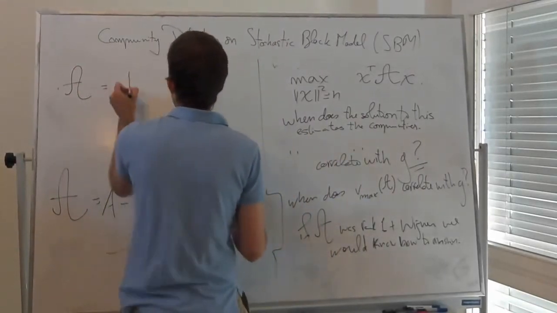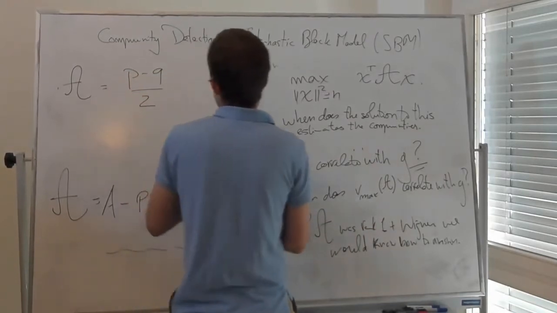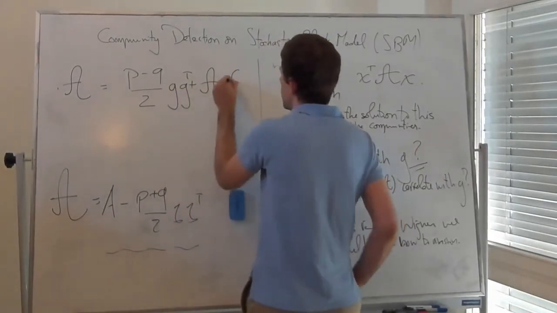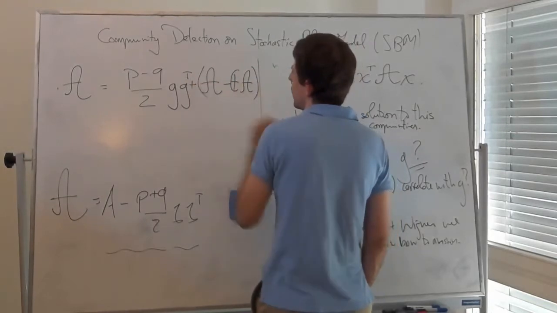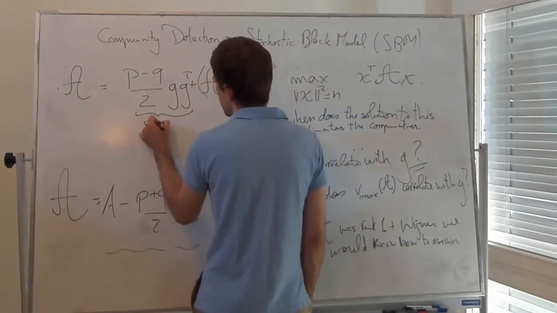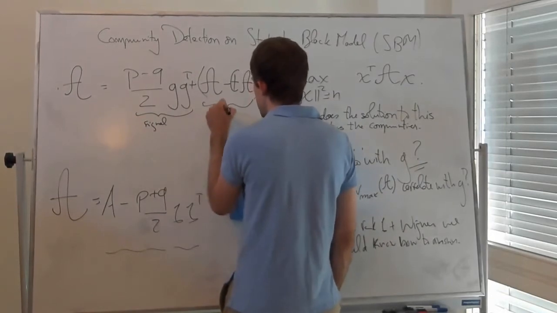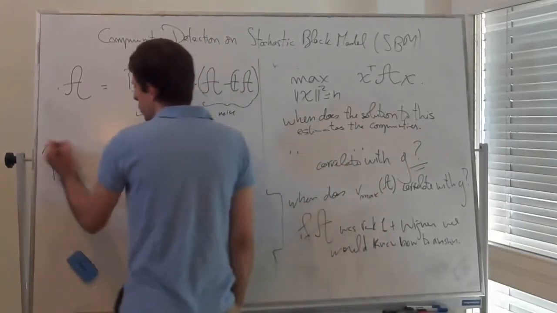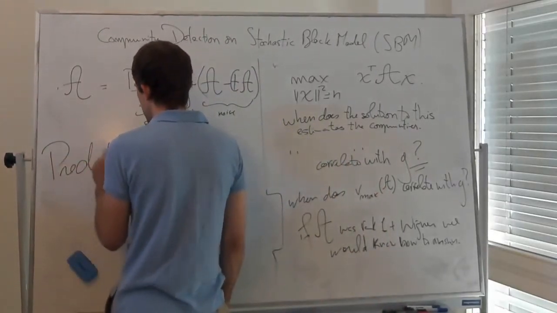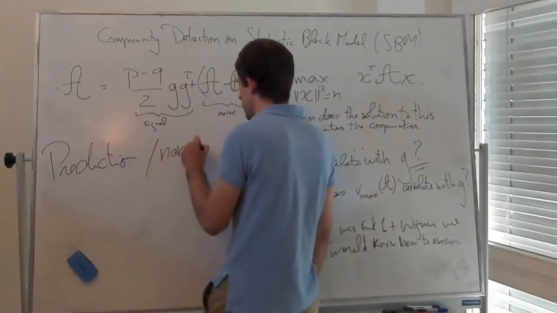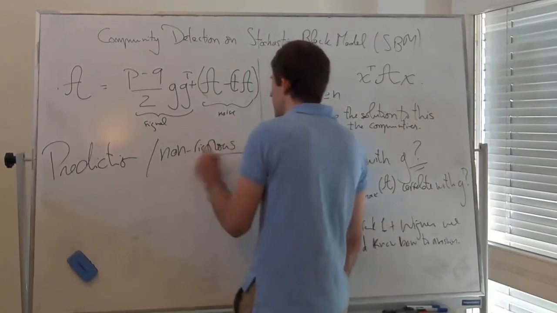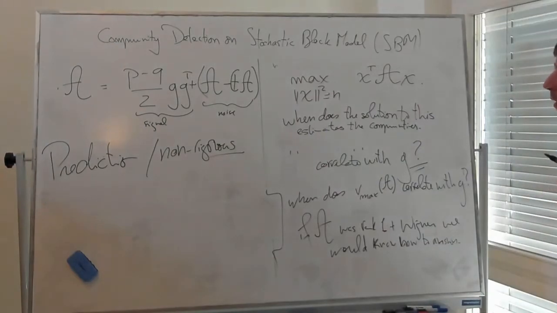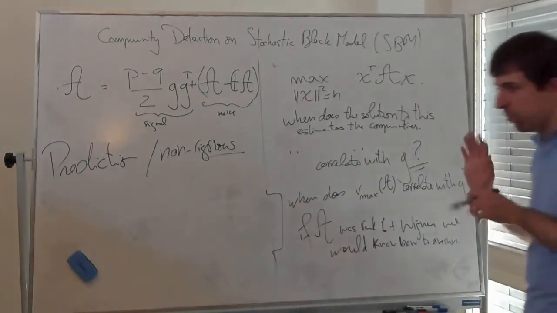So A will be equal to P minus Q over 2 B G transpose plus A minus expected value. Okay, so we're going to think of this again as the signal, and this is the noise. Now what we're going to do is make a prediction. This one will be non-rigorous. In fact, the prediction will turn out to be accurate, but the theorem can't be proven this way.